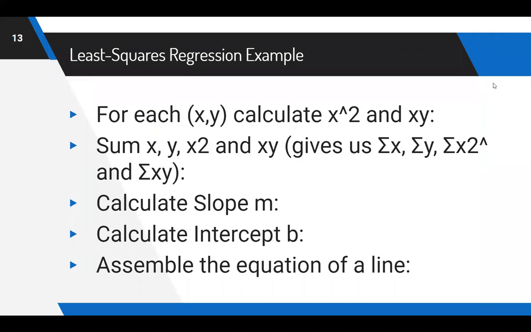For this example, for each input, you want to calculate x squared and xy. Then you want to sum x, y, x squared, and xy. This is going to give us the sum of x, the sum of y, the sum of x squared, and the sum of xy. After that, we're going to calculate the slope m, calculate the intercept b, and then assemble the equation of a line.